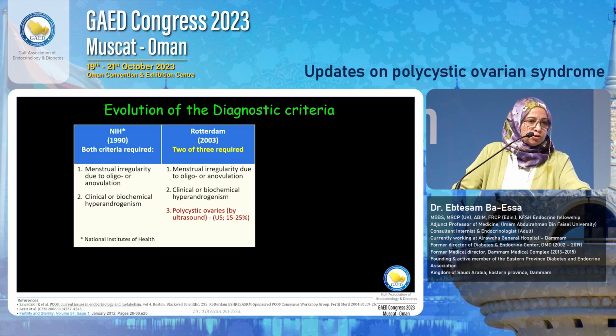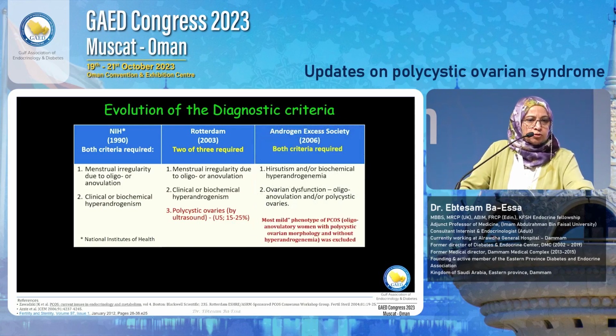And in 2003, Rotterdam put 3 criteria and required 2 of those 3 criteria to make the diagnosis. This includes menstrual irregularity, plus clinical or biochemical hyperandrogenism, plus or minus polycystic ovary on ultrasound. In 2006, the Androgen Excess Society also set 2 criteria and required both for the diagnosis, and that includes hirsutism and/or biochemical hyperandrogenemia, plus ovarian dysfunction: oligo-anovulation and/or polycystic ovary.